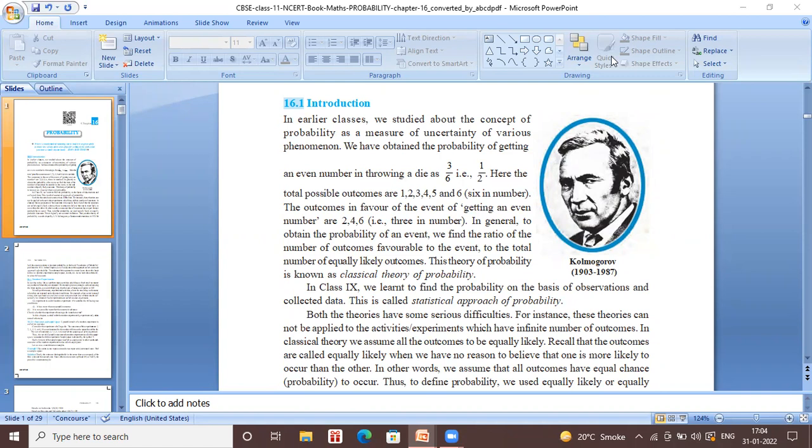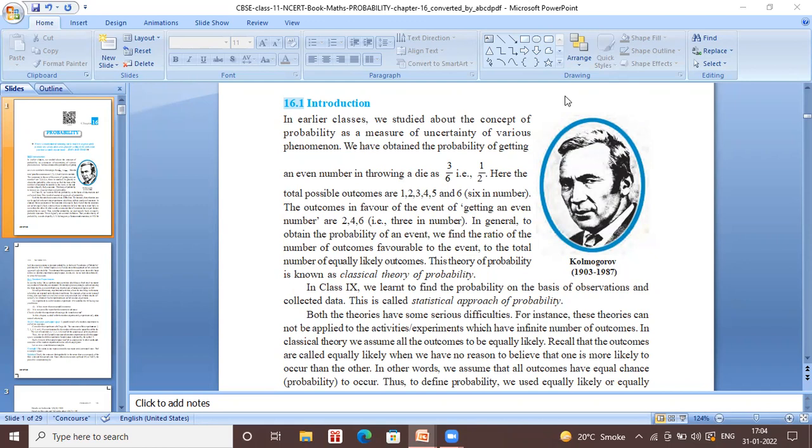As we know, earlier we did probability in 9th standard and 10th standard, and now we have to do it in 11th standard also. So first of all, we should be aware of the introductory part of this term, that is probability. It is written here in the NCERT book that in earlier classes we have studied the concept of probability as a measure of uncertainty of various phenomena.